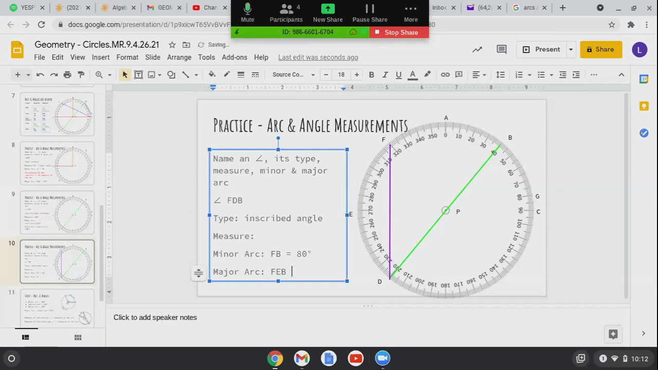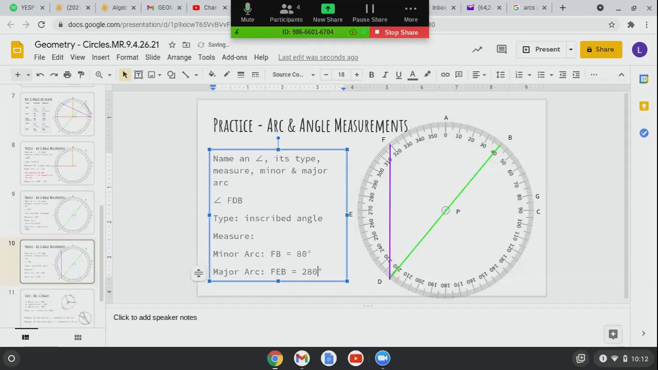If the minor arc is 80 degrees, what's the measure of the major arc? Because the two of them, you know what they have to total. They have to total 180, right? No. What's the whole circle? Oh, no, 360. My fault, 360. Yes. So the total is 360.